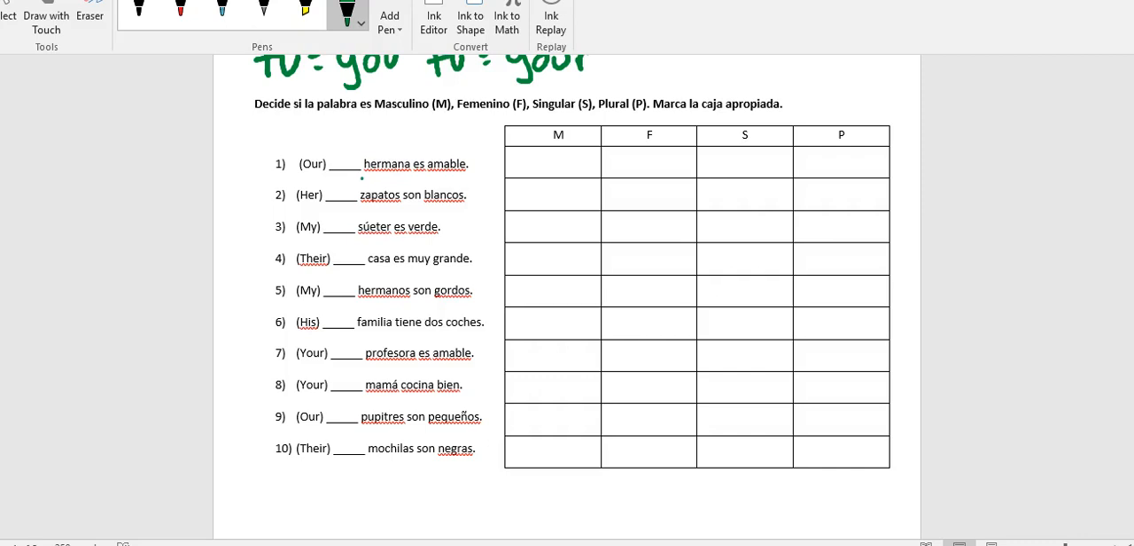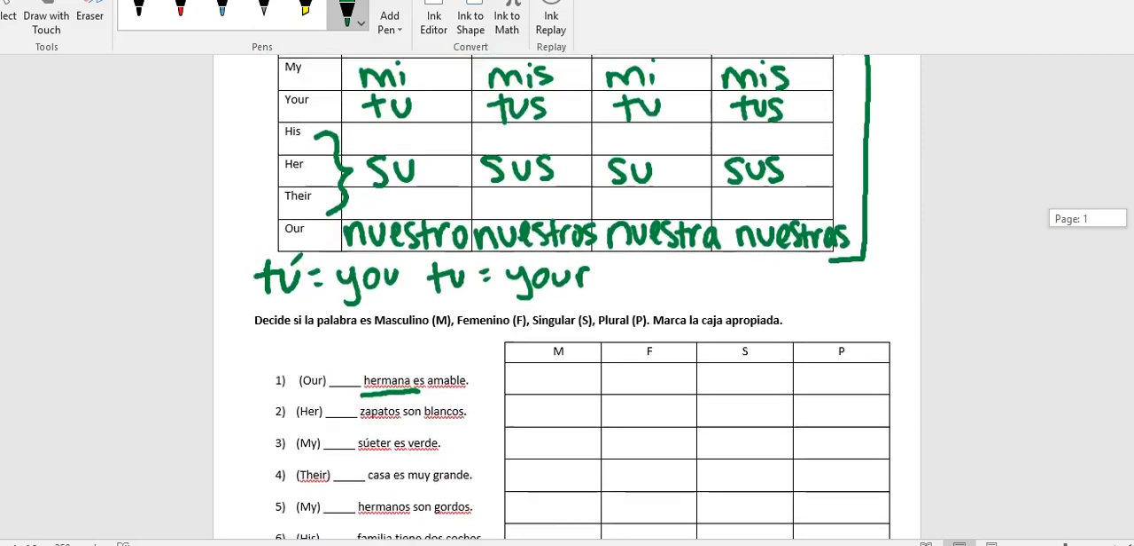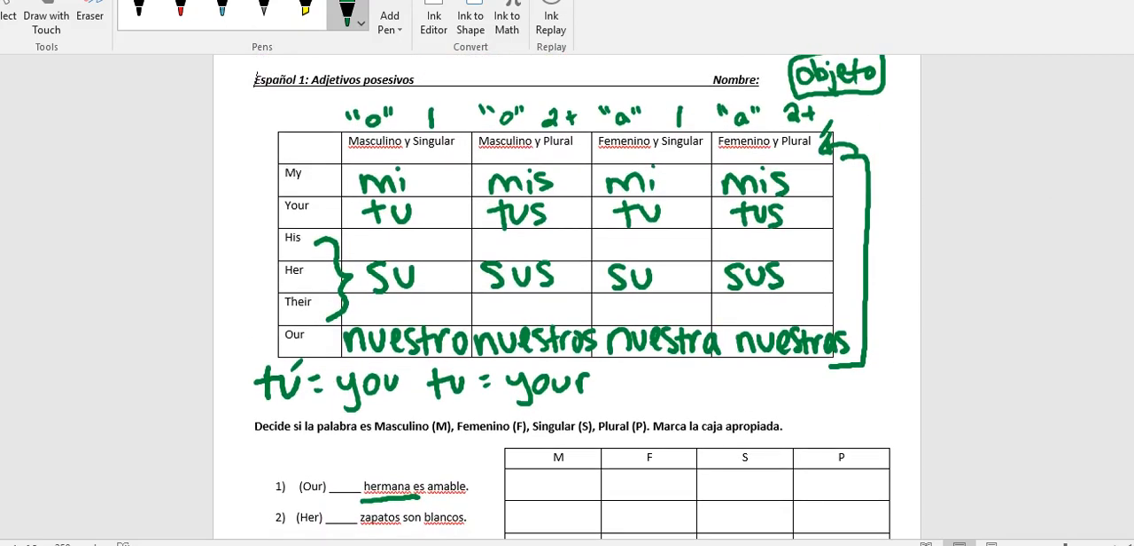In this sentence, it's hermana. So now we have to say, okay, hermana ends in an A, and there's no S. So because there's no S, we know it's singular, and it ends in an A, which makes it femenino. And we want our. So we're going to go down into this column and scroll down until we get to the our. So it's going to be nuestra. So femenino, singular, and here we're going to write nuestra.